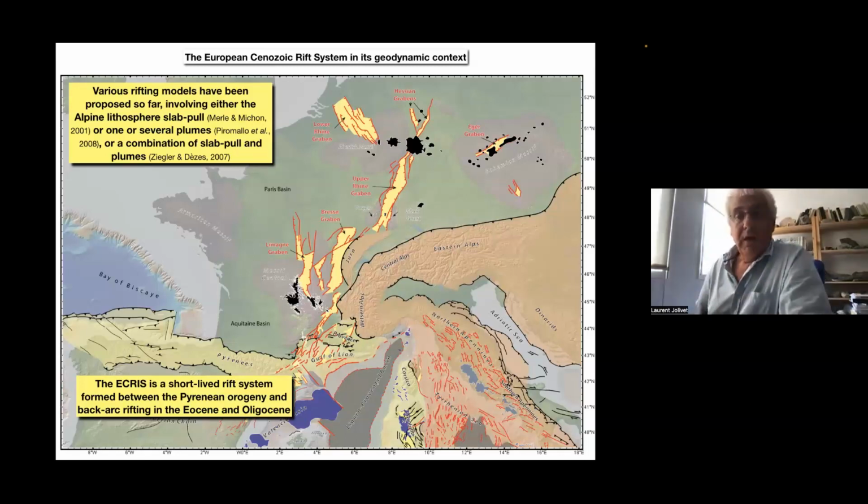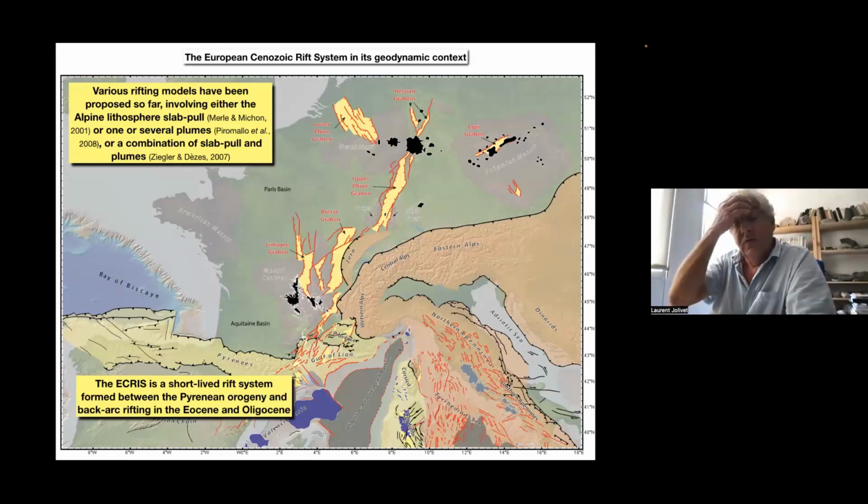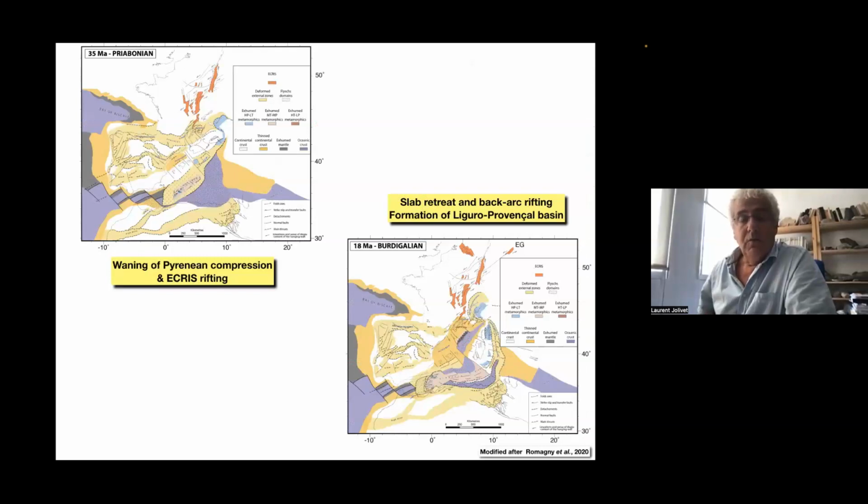And you notice on this map that the rift is, and it is well known, associated especially with volcanic edifices. And these volcanic systems belong to the Euro-Mediterranean volcanic province, an alkaline volcanic province. So when one speaks about the European rift system, one should be careful not to mix it up with the back arc extension. You see here two reconstructions, one in the Priabonian some 35 million years ago, and one in the Burdigalian some 18 million years ago.